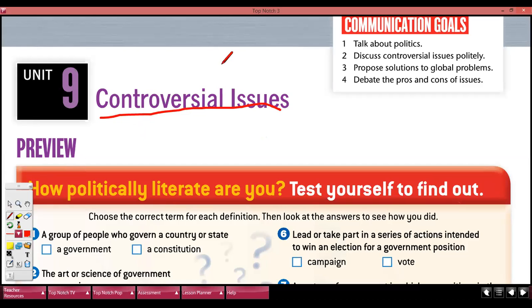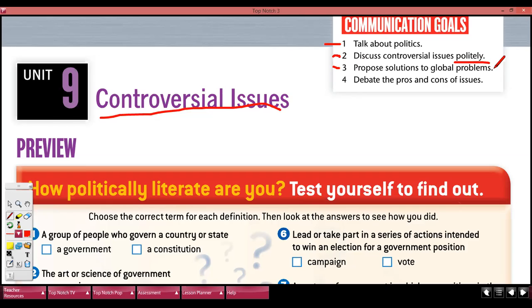If we check the communication goals, number one says talk about politics. We're gonna see a little bit of that today. Number two, discuss controversial issues politely. That's the main word. We're gonna review something of it today. Number three, propose solutions to global problems. You're gonna use your creativity.